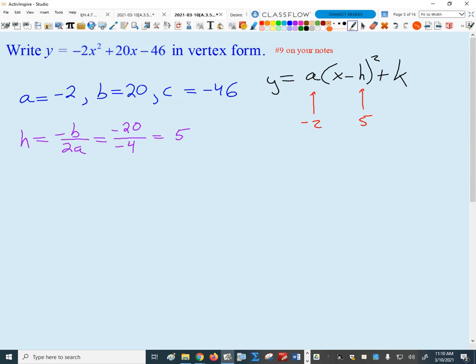Okay, good. So I'm getting perfect. So I'm getting -20 divided by 2 times -2. So I end up with -20 divided by -4. That's +5, isn't it? So I've got 2 of my 3 values to plug in. All I have to find is k. Write down real quick, what's my formula for calculating k?